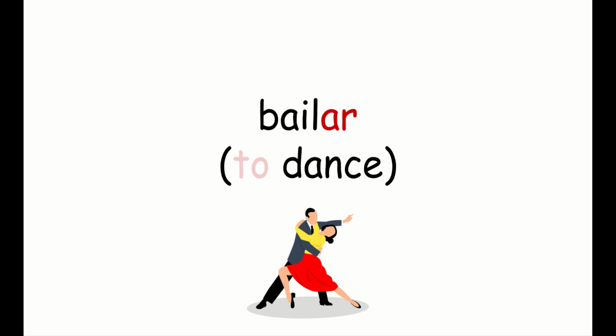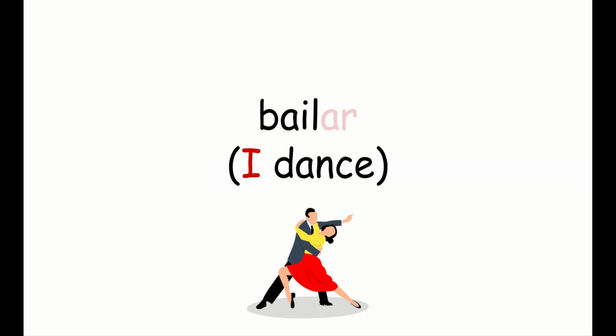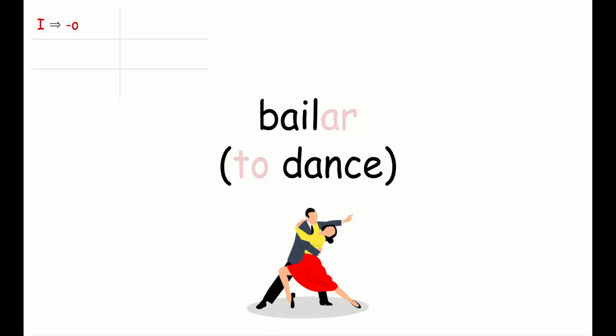So bailar ends in AR. So if we want to say who is dancing, who is bailando, we're going to take that AR and we're going to chop it off, and we're going to replace it with one of several endings that are possible in Spanish. So if we want to say I dance, the ending we're going to use is an O. So the word bailo means I dance. So we're going to put all of these endings in a grammatical person chart because conjugating depends on what grammatical person you're talking about doing the verb, doing the action.